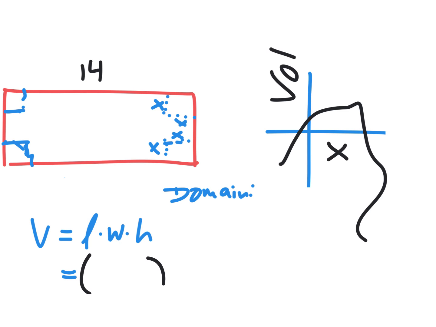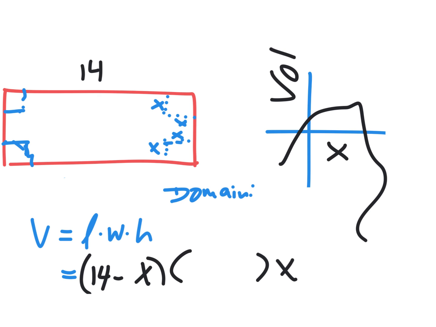X times 14 minus X. And I'm going to put the X at the end, and then I'm going to go like that instead of putting it in front. Why is there an X there? Because that's the height. When you fold this box up, the X is the height. Okay, and then what was the length? Length 14 minus X. Oh, so close.